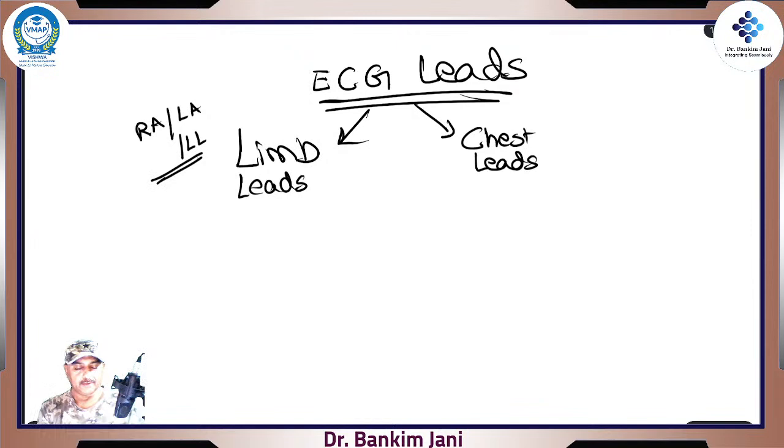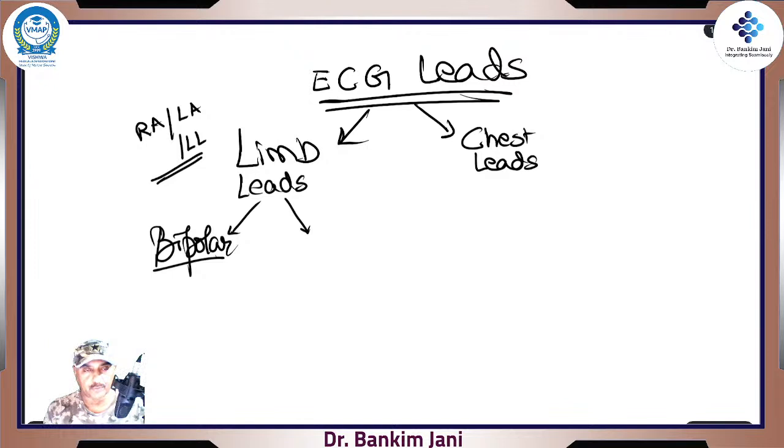Limb leads can be divided into two parts. One is called bipolar. In bipolar, there are two poles: one is negative, one is positive. And then there are the unipolar ones. Unipolar means that particular lead will have only one point for assessing.